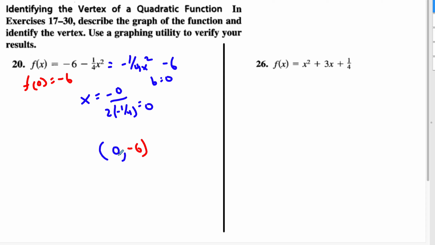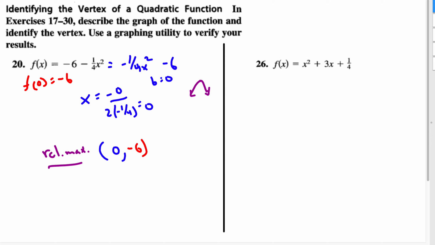Now, is the vertex a min or a max? To answer this, we look at the lead coefficient, which is negative, which means that this quadratic opens down, which means that this is a relative max at (0, -6). Okay?